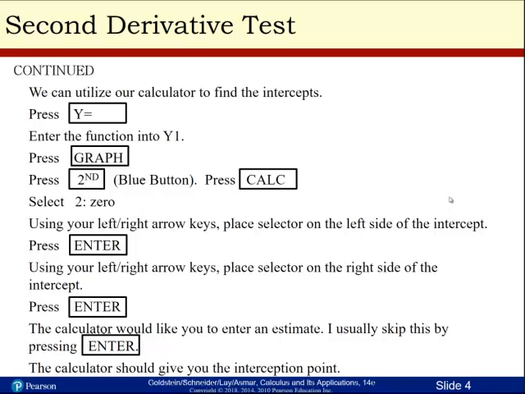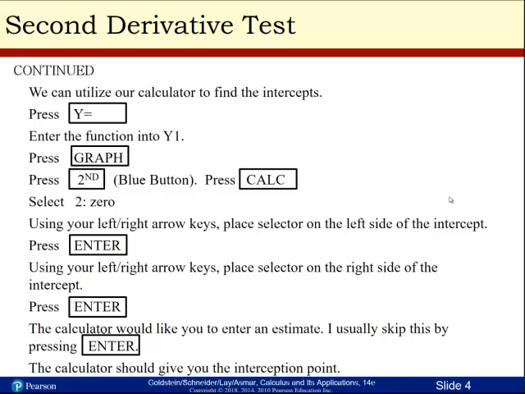To do this, what we're going to do is press y equals. It's right there underneath your graphing screen. Then you'll enter the function into y1. You'll hit graph. You'll press the second or the blue button of the older calculators. This is a yellow button. And then you'll press calc. Now calc is written right above the trace button, and you'll see it's written in blue or yellow depending on what color button you had.